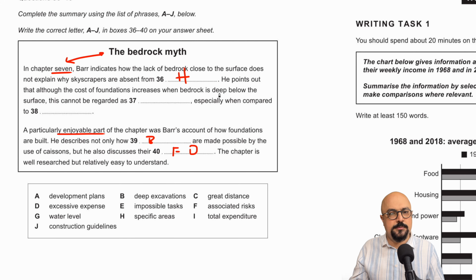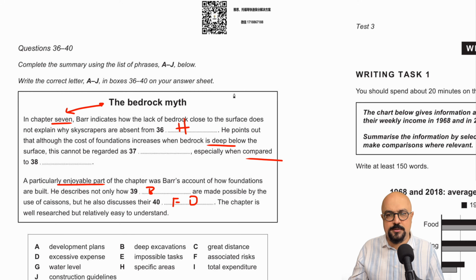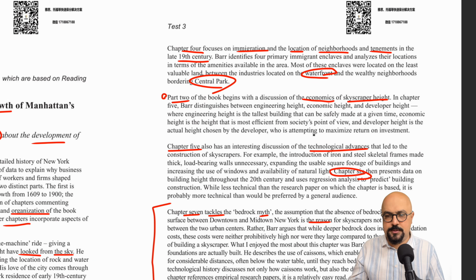Now, deep below the surface, this cannot be regarded as. I mean, I have a comparison and deep below the surface. Let's find these two clues.